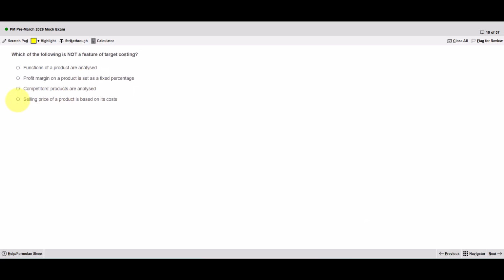Target costing, we set the selling price based on the market. It's not based on the costs, so that is not a feature of target costing, but we do all of these other things when we are using target costing.